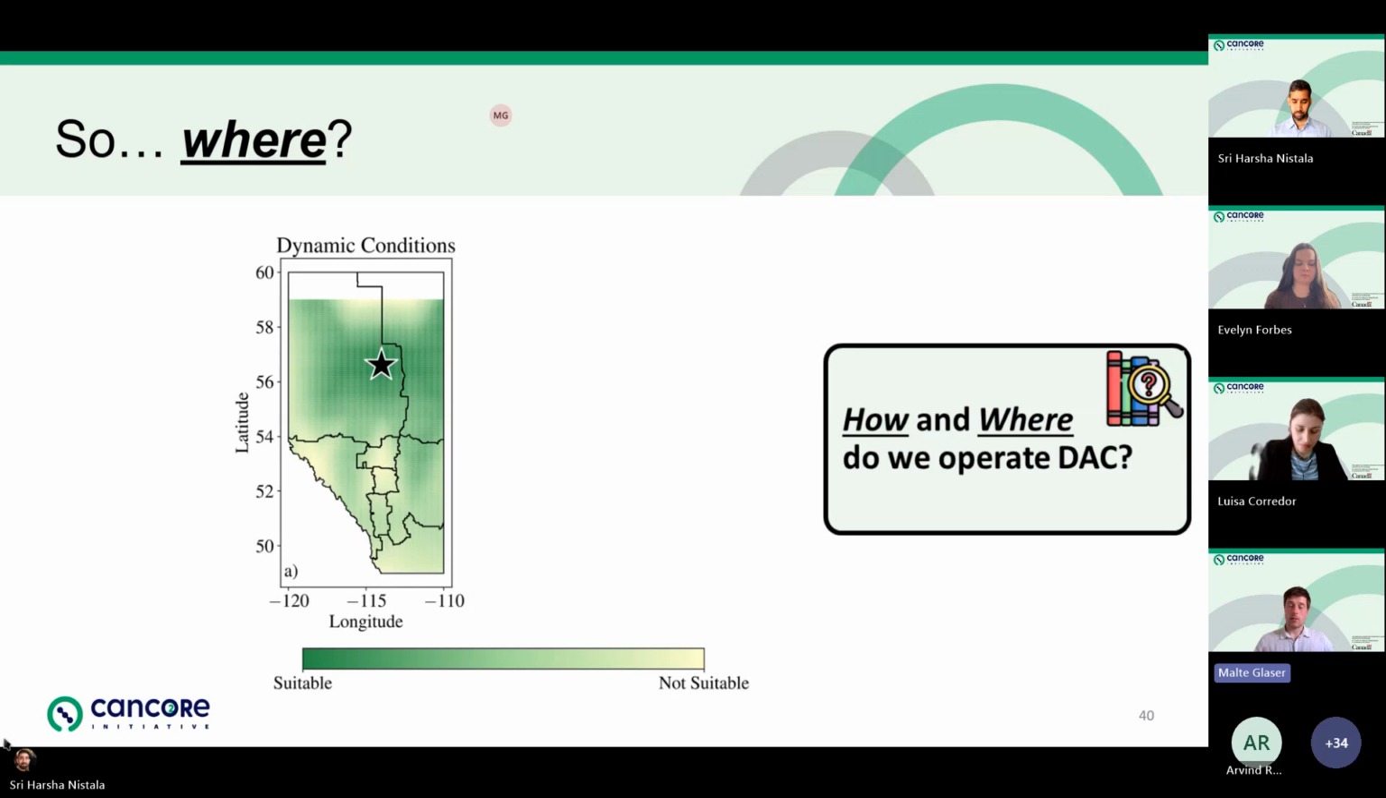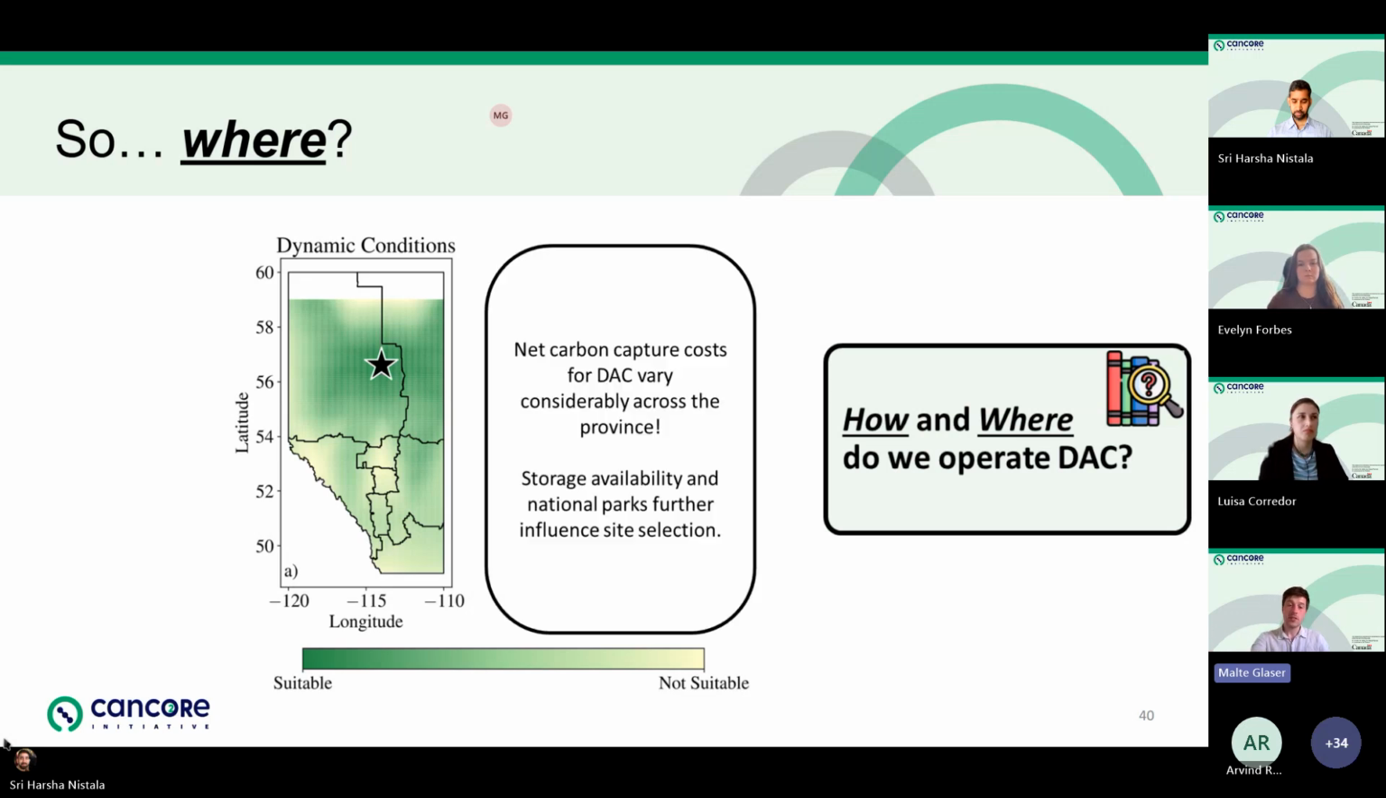And we see the map of Alberta color-coded, and the green areas refer to more suitable sites, and suitable means, as I said, from a cost perspective in relation to national parks or other environmentally sensitive areas and storage sites. And then more yellowish areas refer to places that probably aren't the best places for the next direct air capture system. And what we see here is that the net carbon capture costs vary quite significantly across the province. And we also see that the availability of storage or the existence of national parks further influence our decision making. So that is a take on the where box.